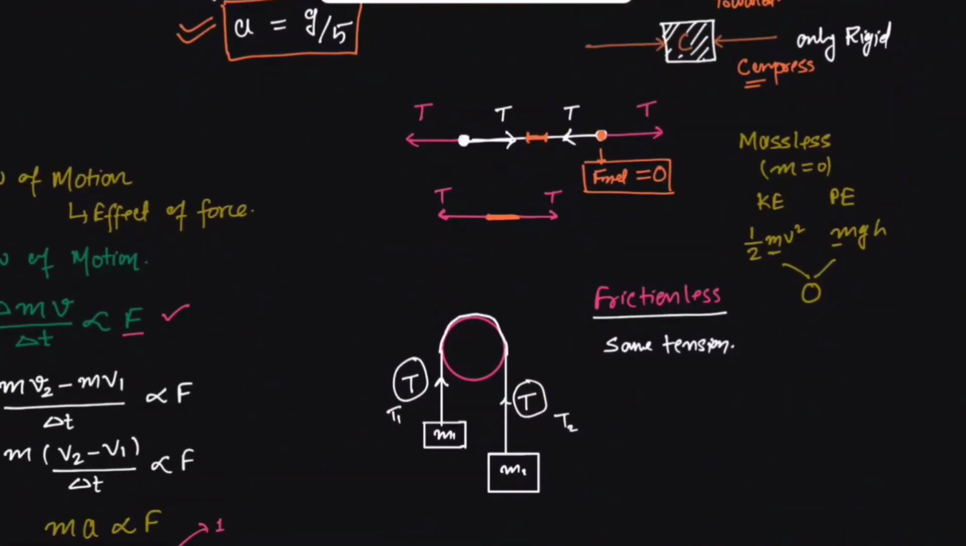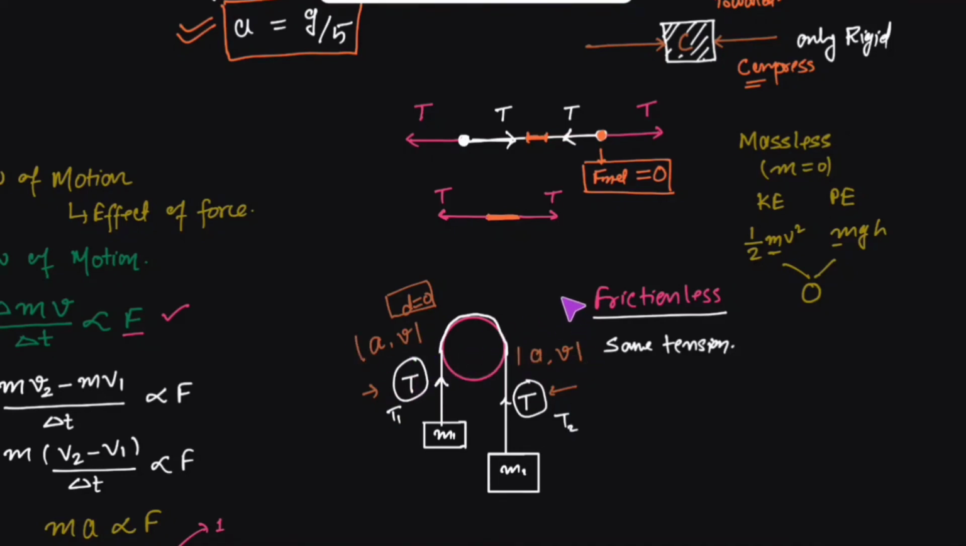Then we discussed inextensible string and massless string. Inextensible string means the string would not extend. So the work done by tension in the string would be zero because it is not extending. There is no displacement in individual particles with respect to the rope. So work done by tension inside a string would be zero. And also the tension on both the sides of the pulley would be the same, and the acceleration or velocity of every particle of the string would be the same in terms of magnitude.